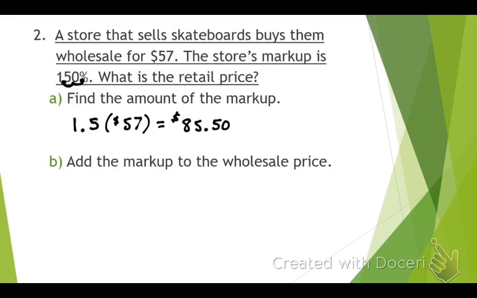So problem B tells me what to do. Add the markup that we just came up with to the wholesale price, and then we will find out what the retail price is. The retail price is what we, as a consumer, have to pay. Okay, so my markup was $85.50. What was my original price? $57. That's what Target had to pay. When you add that together, what's my retail price? $142.50.